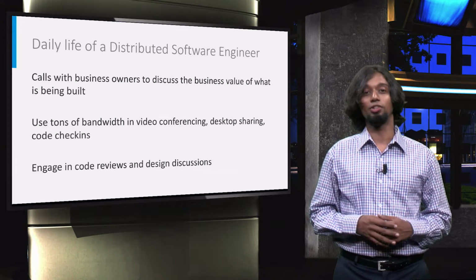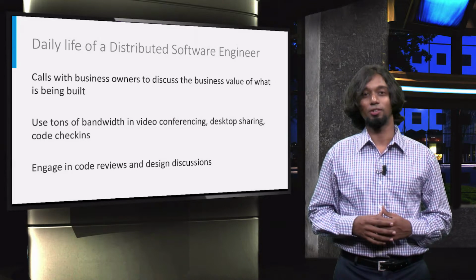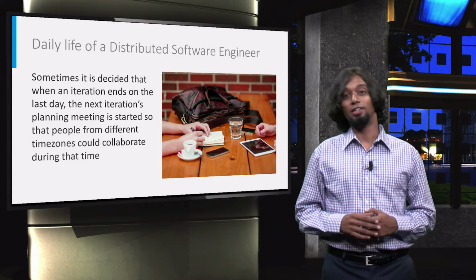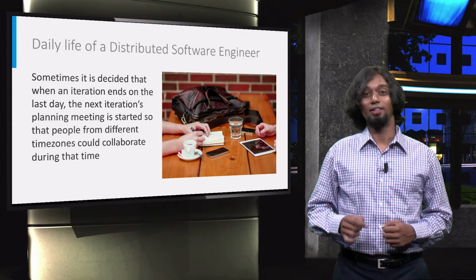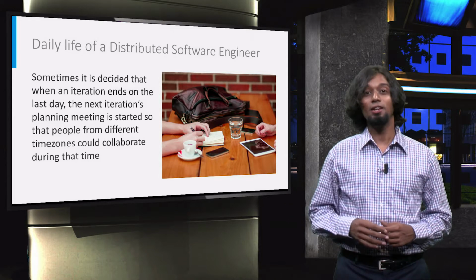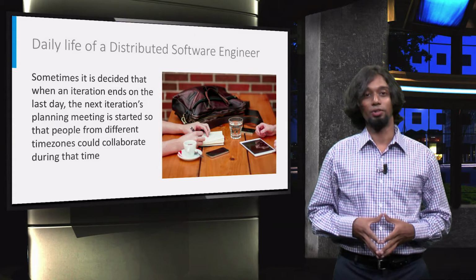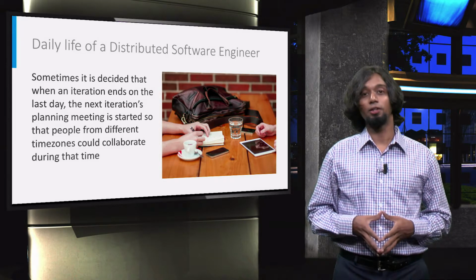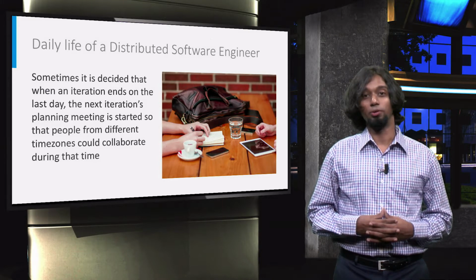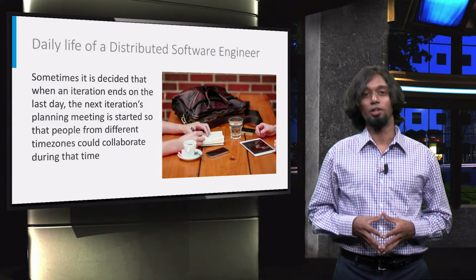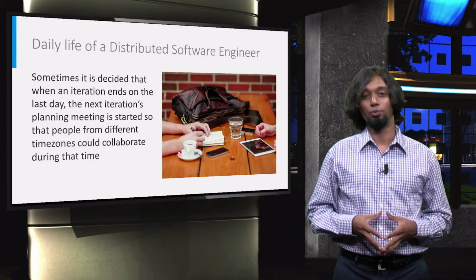We also engage ourselves on a daily basis in a lot of code review discussions and design discussions. Sometimes it is decided that when an iteration ends on the last day, the next iteration's planning meeting is started so that people from different time zones could collaborate during that time. And that's how a typical day looks like for a software developer. Remember, when working distributed, it is crucial to keep communications open, being transparent, and collaborate as and when required.